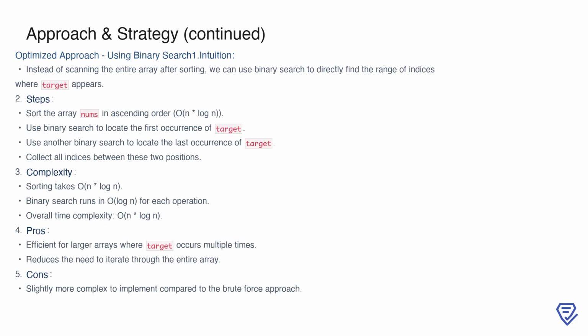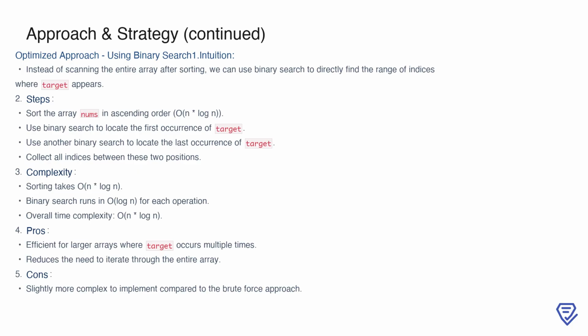An optimized approach involves using binary search to improve efficiency. After sorting the array in ascending order, we use binary search to locate the first occurrence of the target value. Then, we perform another binary search to find the last occurrence of the target. Once we have these two positions, we can easily gather all the indices between them.